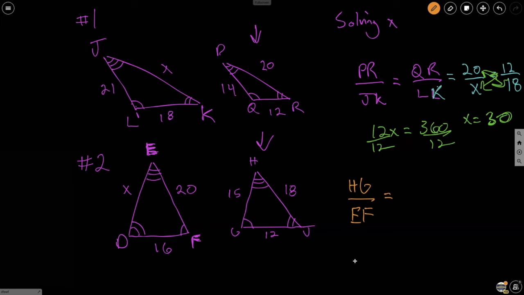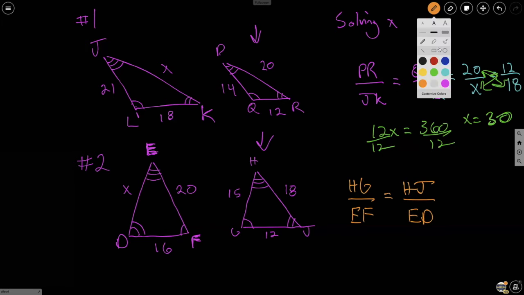So we want to pick the one with X, right? So that's the 2, that's 3 and 2. So 3 and 2, so that would be 18. So HJ, right? HJ, and then that's going to be ED. And then we go ahead and make the substitution.